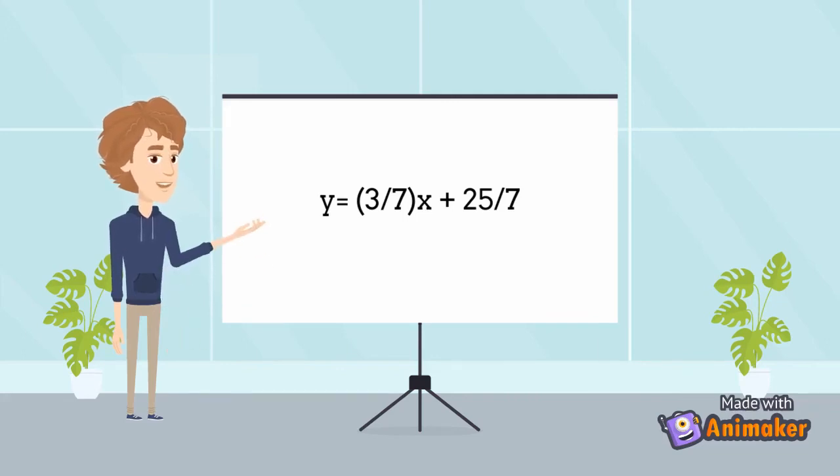From this equation we formed, we can easily see what type of equation this is. For instance here, this equation is increasing because the slope is positive, and we can see where the equation will intersect the y-axis. Here, it will intersect at 25/7.